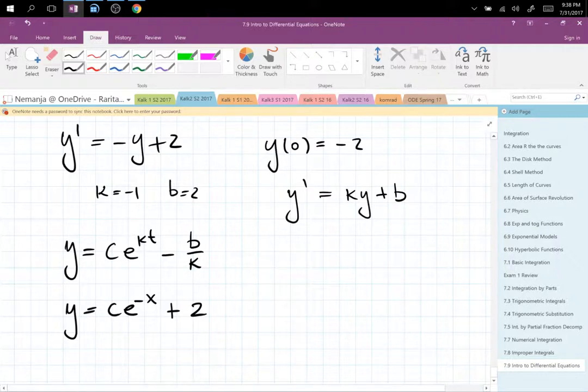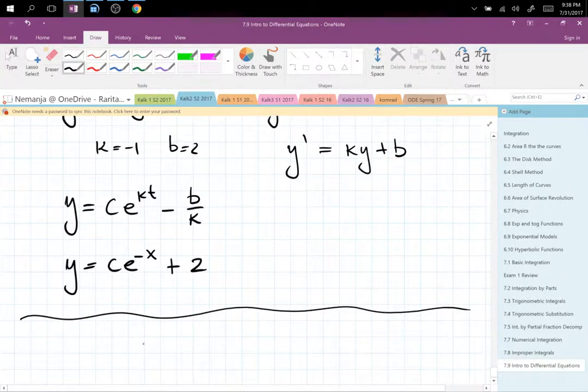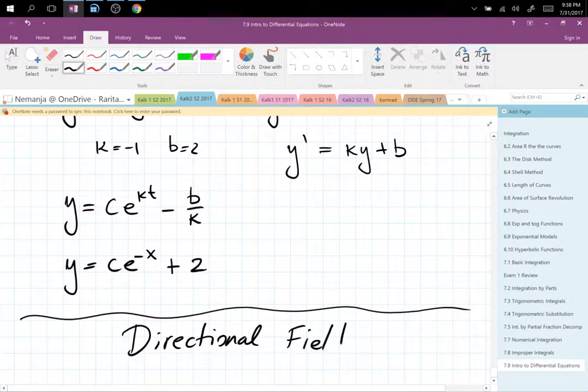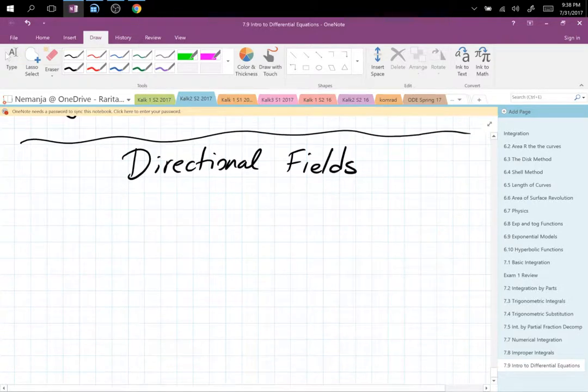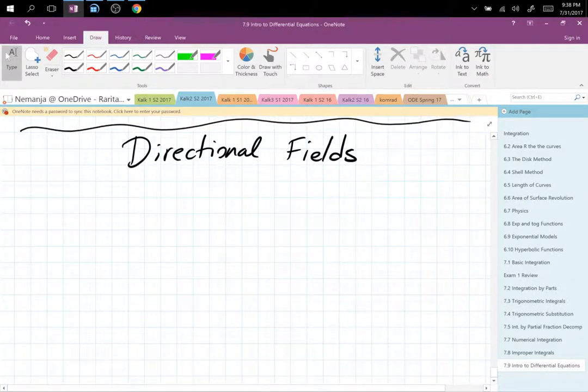Happy? Good. One more concept called directional fields. I need you to focus here. Focus.